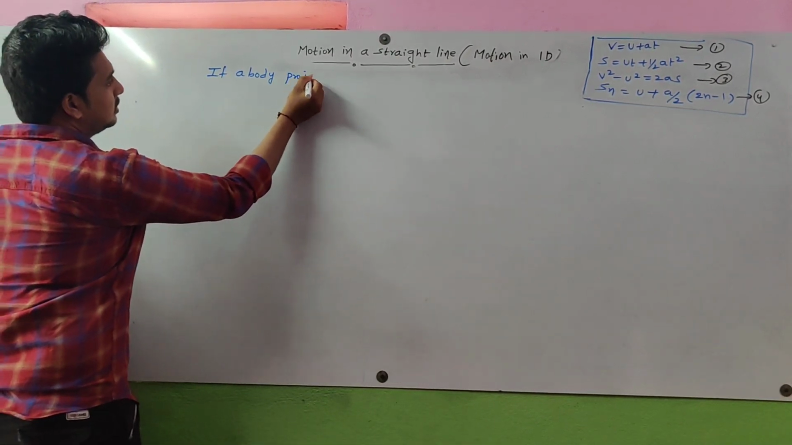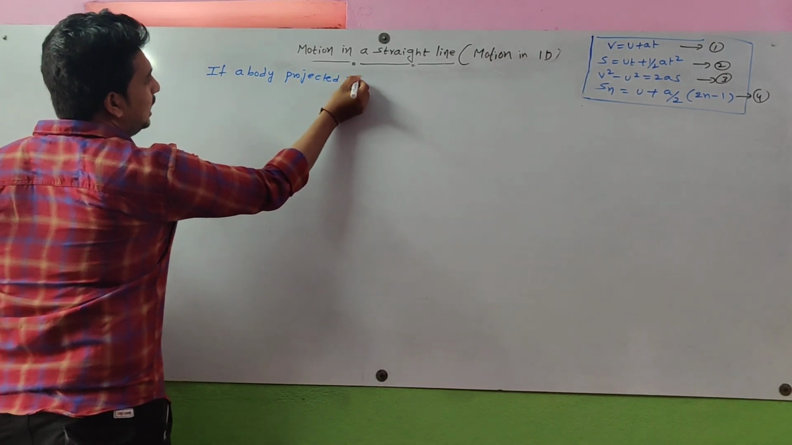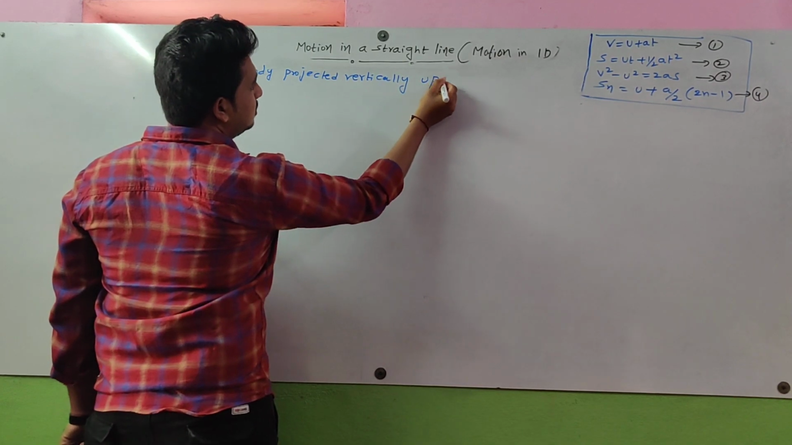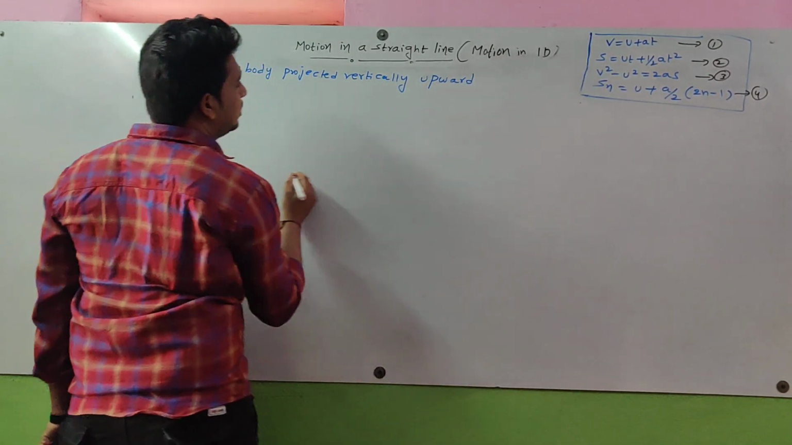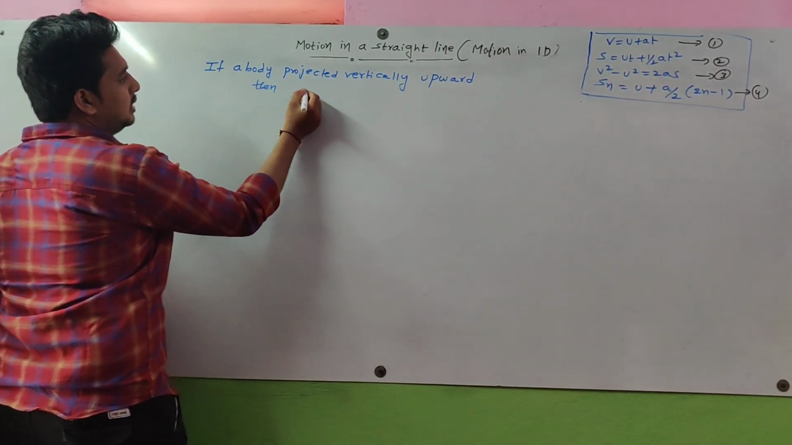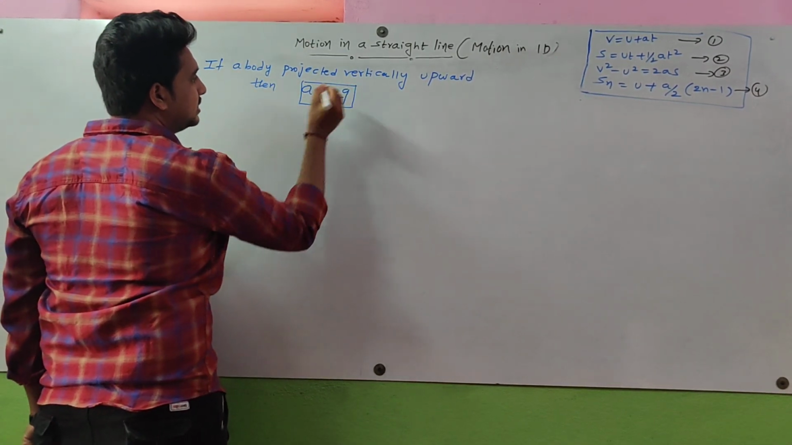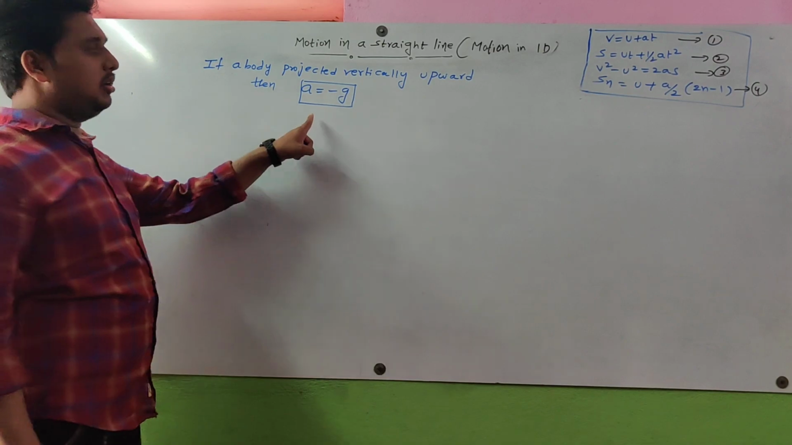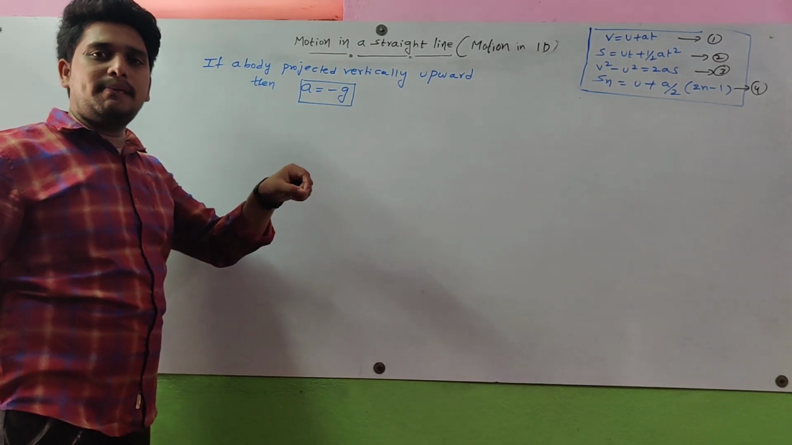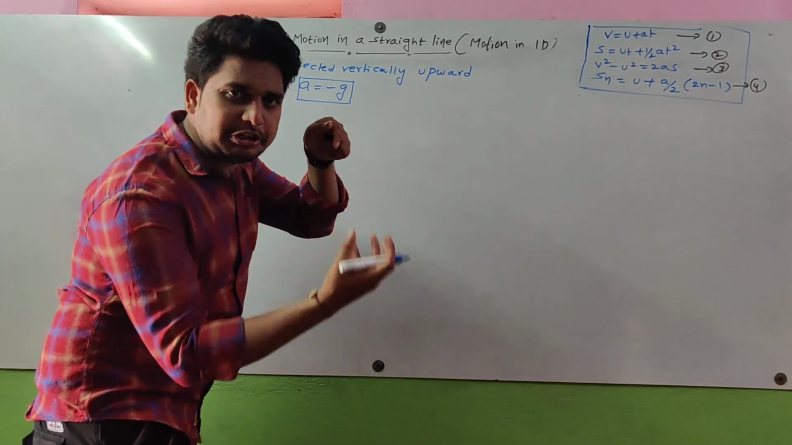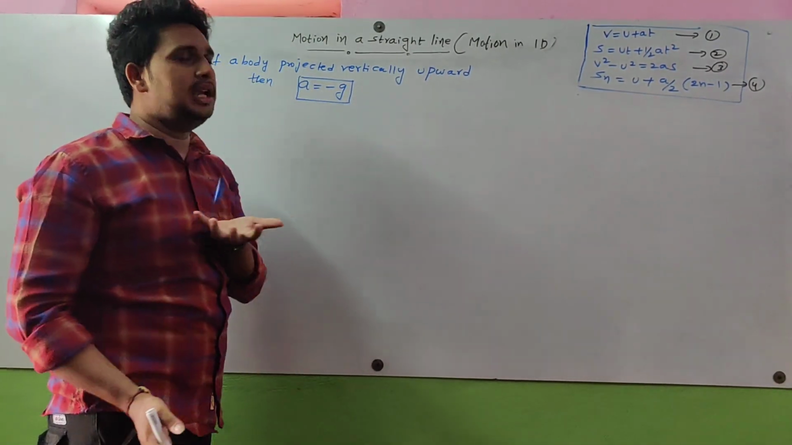projected vertically upward, then acceleration is equal to, we consider minus g. Acceleration is equal to minus g because it is moving opposite to the direction of gravity, because gravity is acting vertically downward, body projected vertically upward.